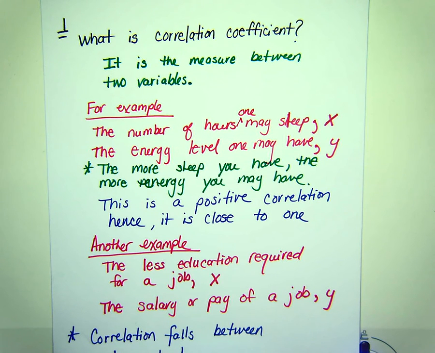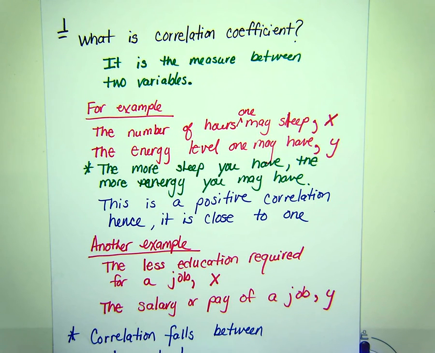For example, the number of hours one may sleep could be represented by the variable x. And the energy level one may have may be represented by the variable y. So the correlation would be the more you sleep, the more energy you should have. So this would be a representation of a positive correlation. Hence, it would be close to a whole number 1.